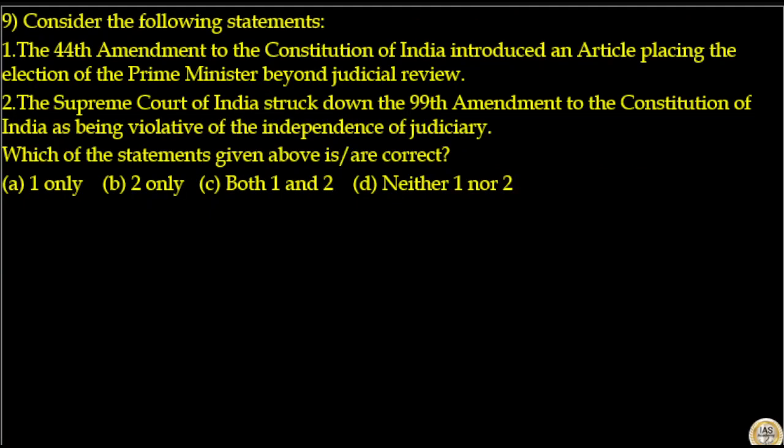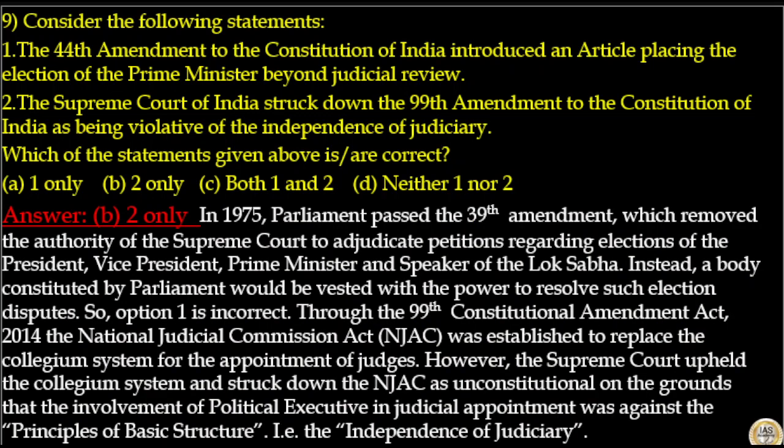Consider the following statements. Statements are: the 44th Amendment to the Constitution of India introduced an article placing the election of the Prime Minister beyond judicial review. That is incorrect because it was the 39th Amendment. The Supreme Court of India struck down the 99th Amendment to the Constitution of India as being violative of the independence of judiciary. That is correct. Which of the statements given above is or are correct? The answer to this question is option B. Statement 2 only is correct.